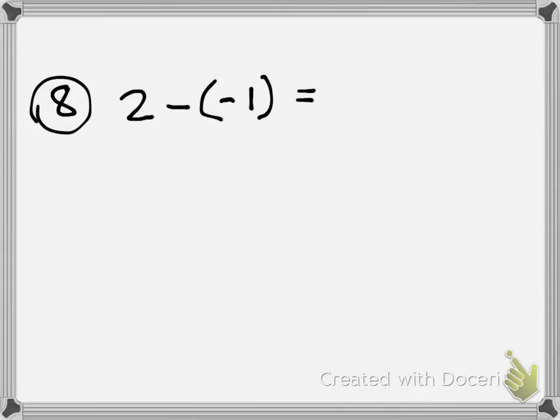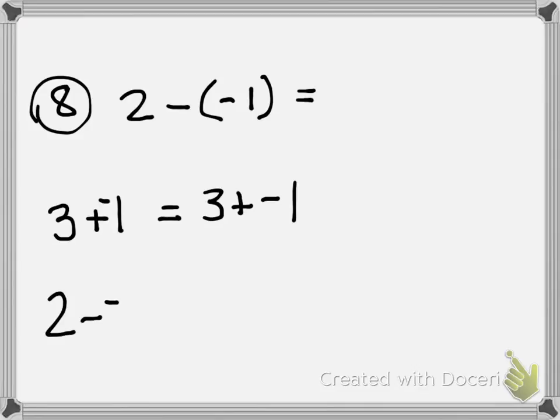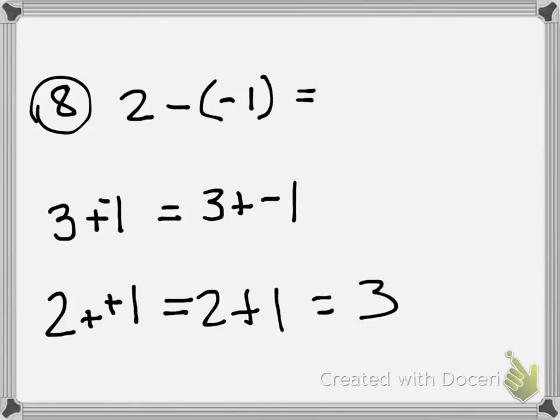Alright, so if 3 minus 1 was the same as 3 plus negative 1 in our last examples, anytime you have a minus, you're going to change it to positive and change the sign of the next answer. It works the same when you're subtracting negatives. So 2 minus negative 1 is the same as 2 plus positive 1. So that gives you a 3.